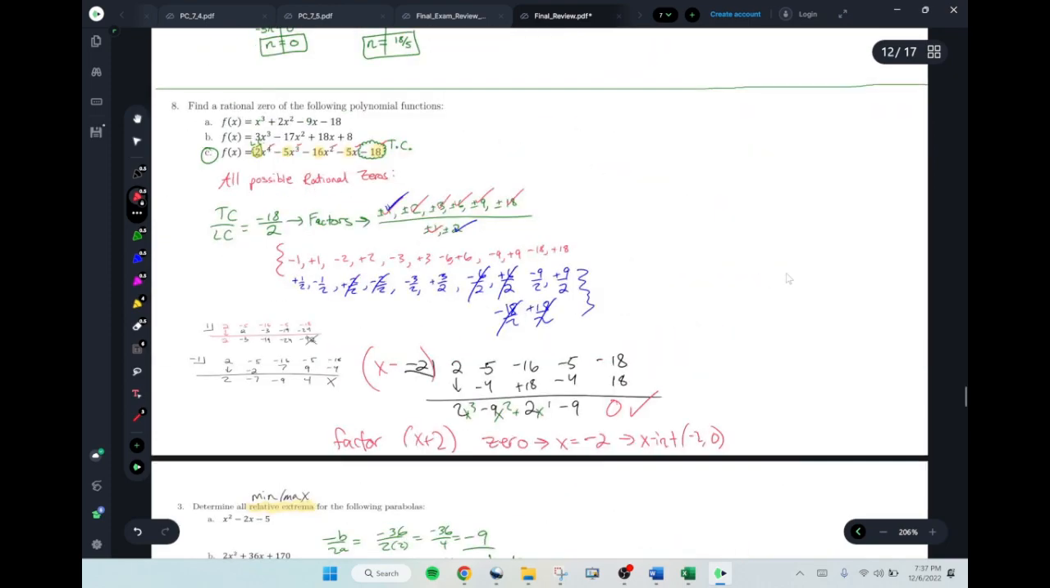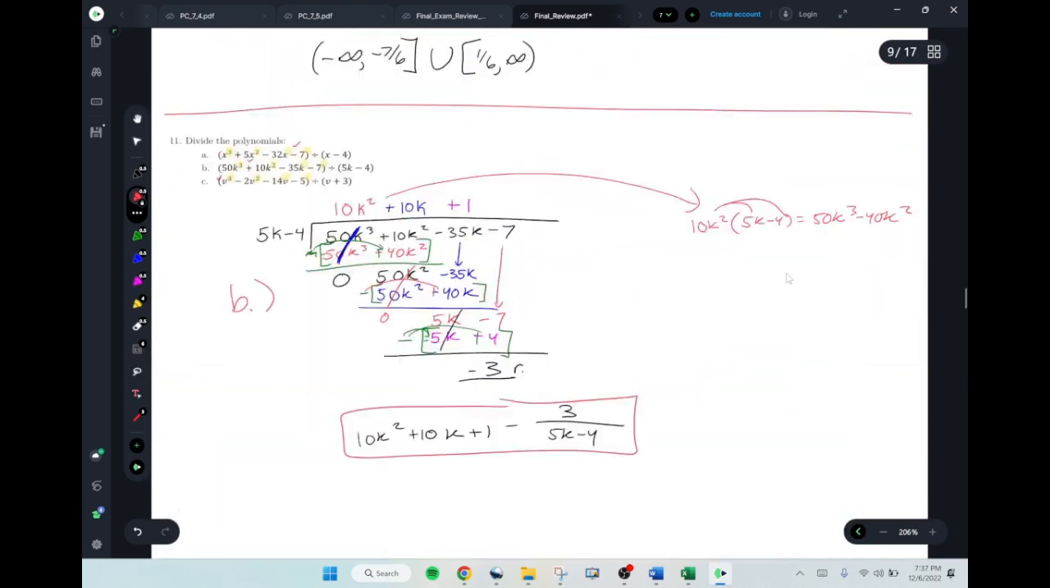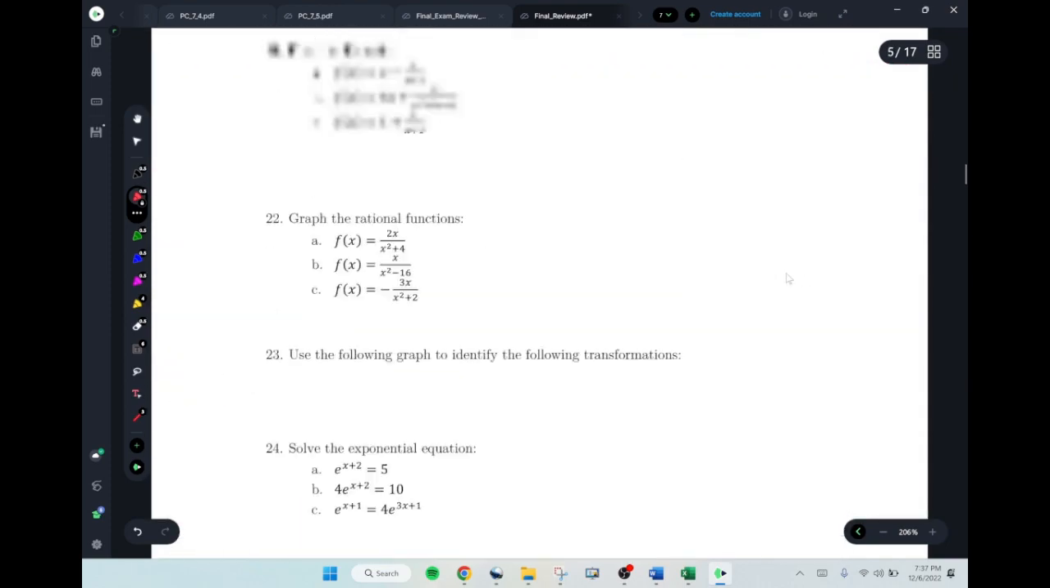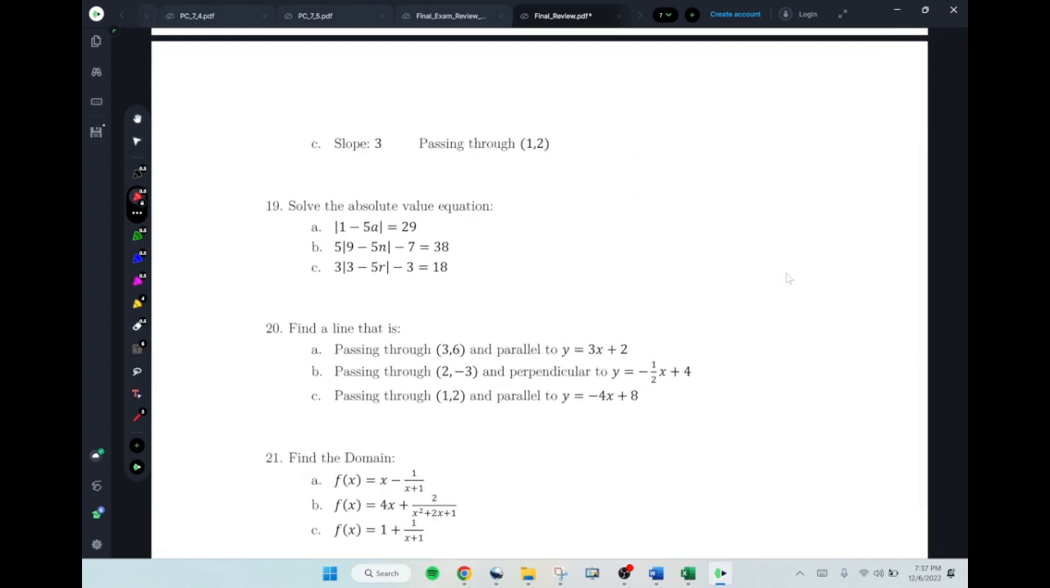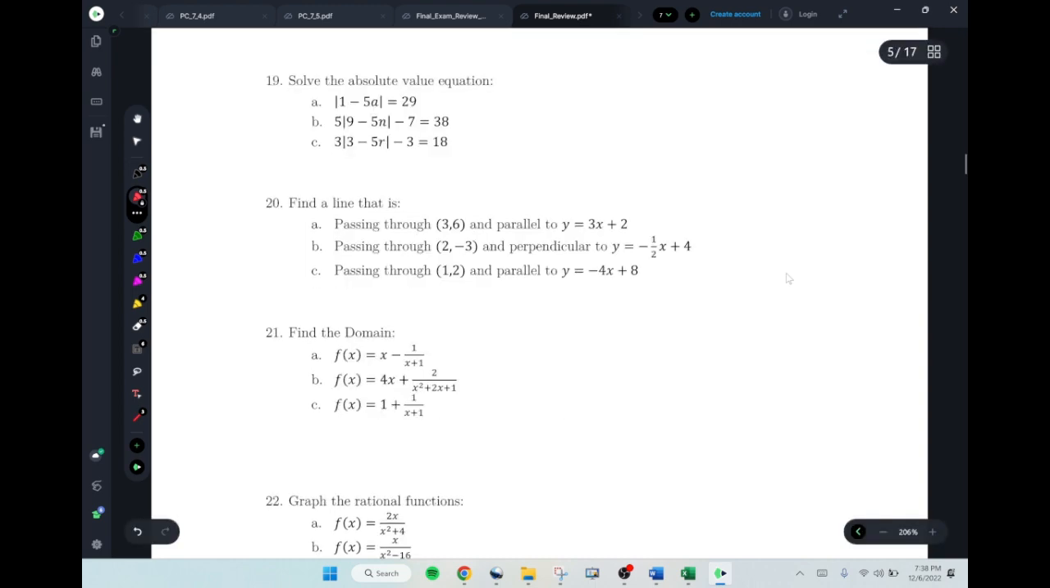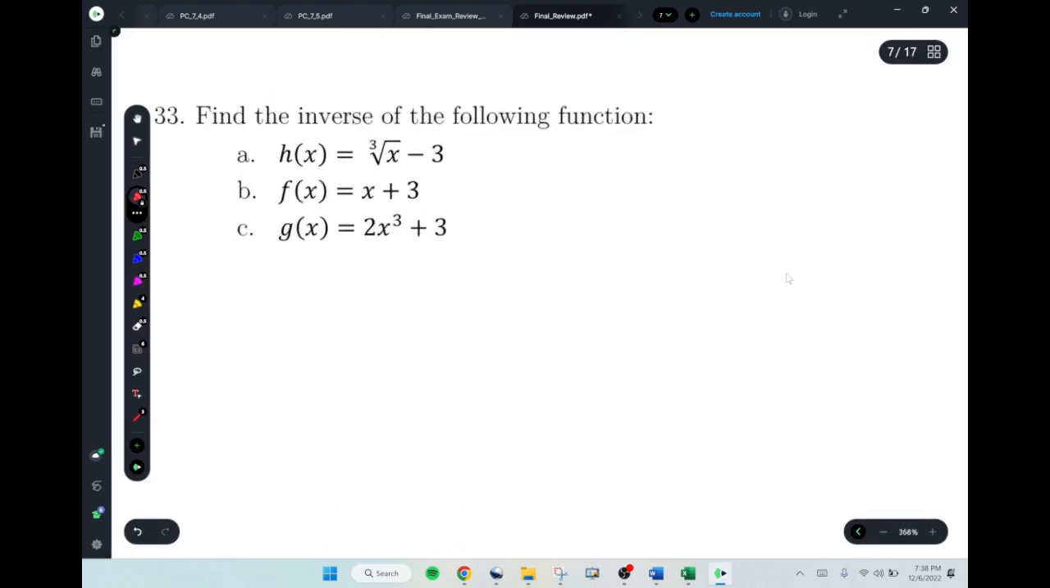One more. We got time for one more. We're not leaving early. Yeah. 33A. Yeah, and then we can leave early.